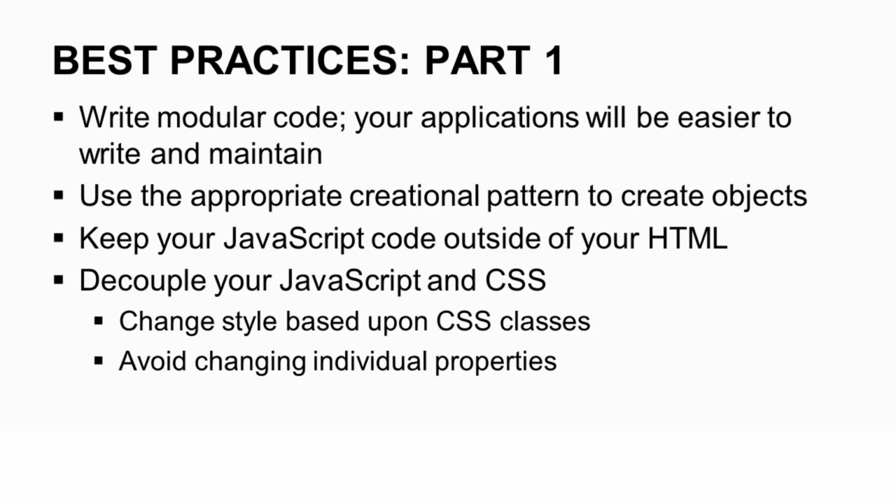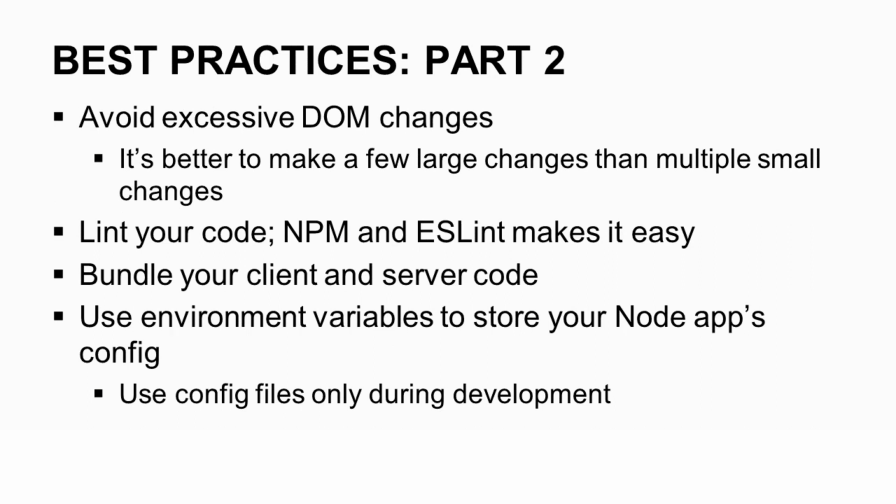But do separate your CSS from your JavaScript. You should update your CSS by manipulating CSS classes, not by manipulating individual style properties. Avoid excessive DOM changes. It's better to make a few large changes than many small changes. Lint your code with ESLINT. Bundle both your client and your server code with Webpack. And finally, use environment variables to store your Node application's configuration. Only use an actual config file during development, and be sure to ignore that file with your source control.